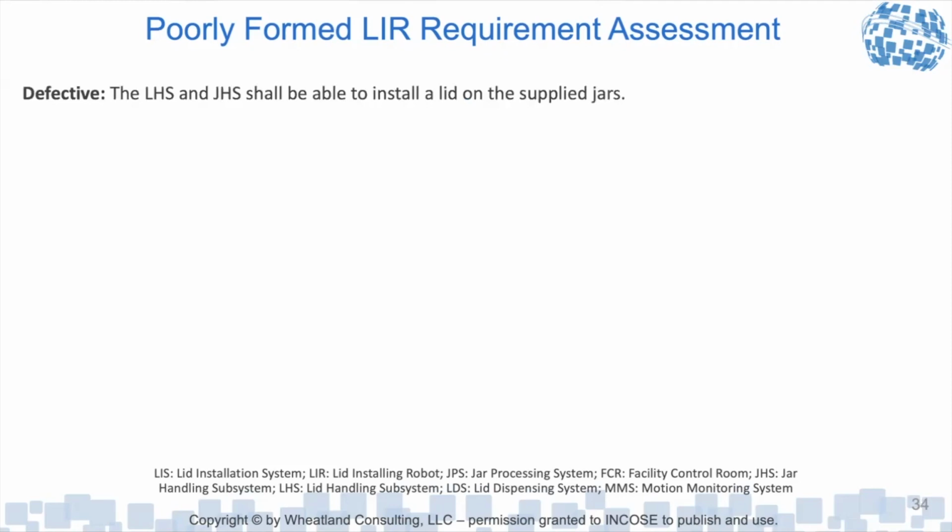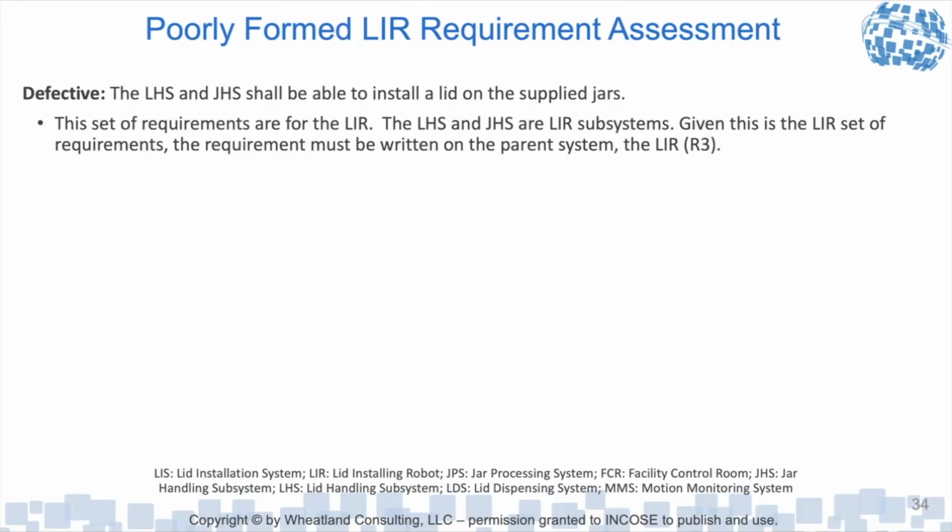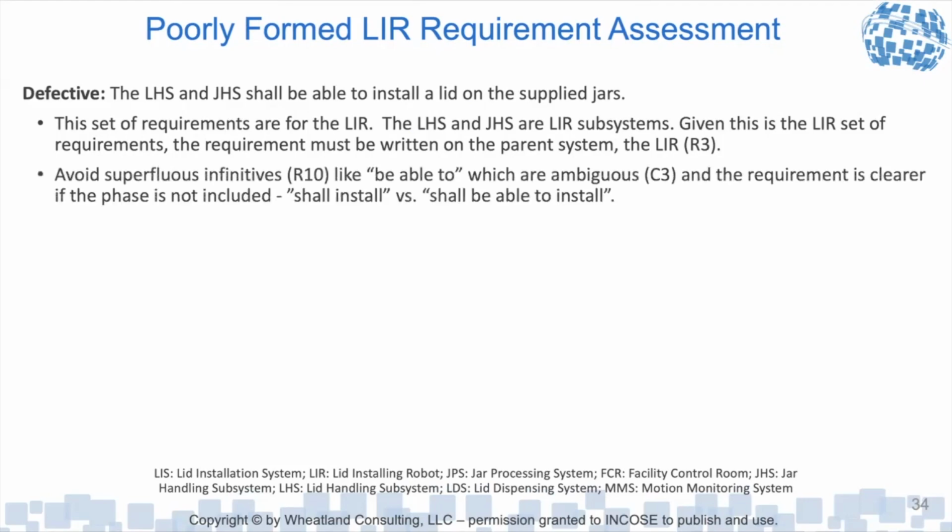The LHS and JSS shall be able to install a lid on supplied jars. The lid handling system, jar handling system are LIR subsystems. Given this is the LIR set of requirements, it must be written on the parent system, the LIR. We don't want to have any requirements of the subsystems included within the system level set of requirements. Avoid superfluous infinitives like be able to, which are ambiguous. Requirements are clearer if the phrase is not included. Shall install versus shall be able to install.